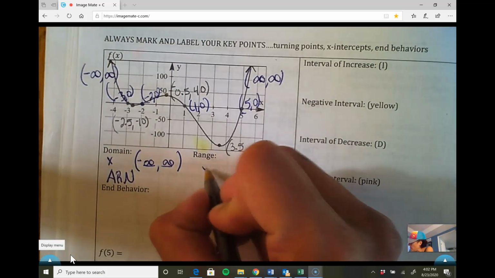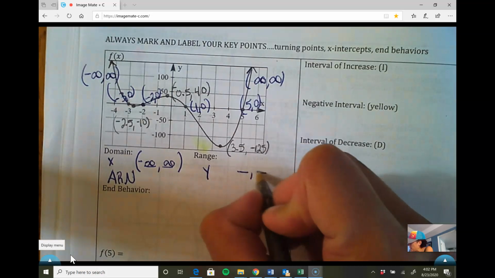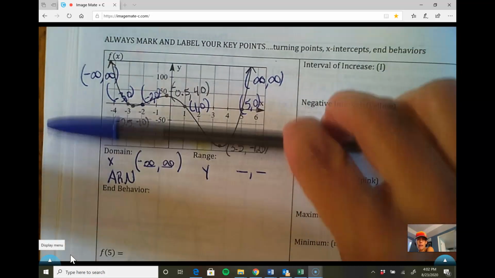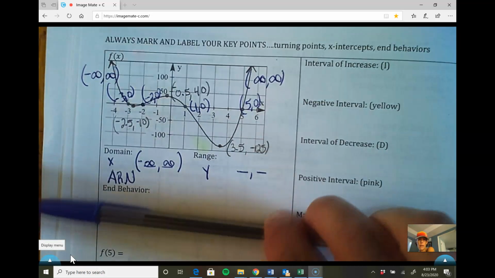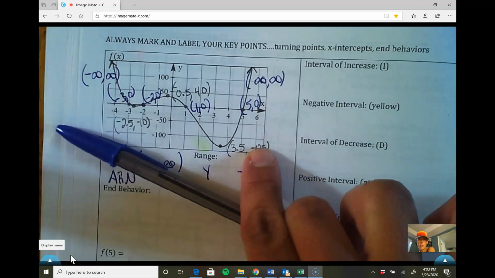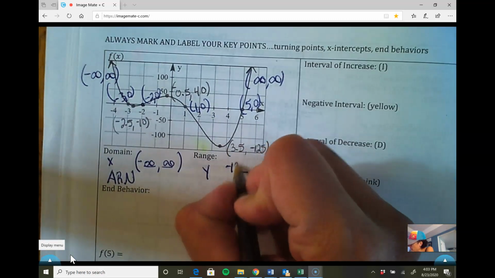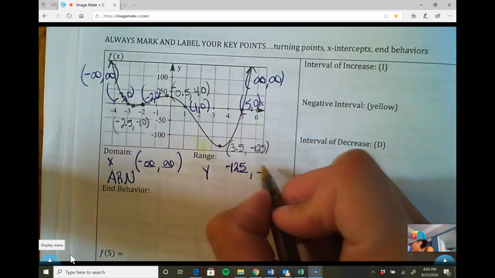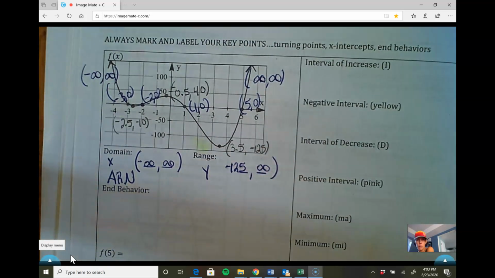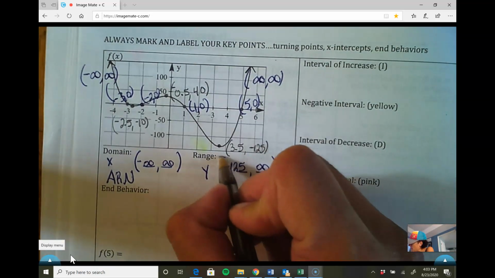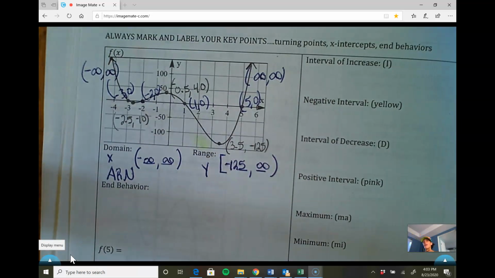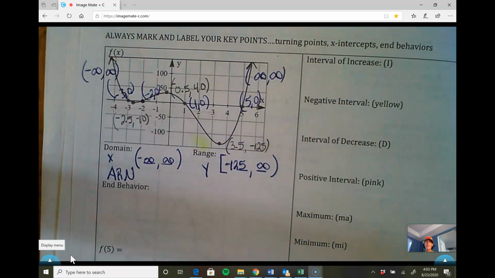So for range, I want my smallest y and my biggest y. So this time I'm looking from bottom to top. So when I look, my smallest y is actually -125, and my biggest y is infinity. So always parentheses there, and this time I'm going to put a bracket because -125 is actually one of the y values. It's not close to it. It is one of the y values, so I want to include it.